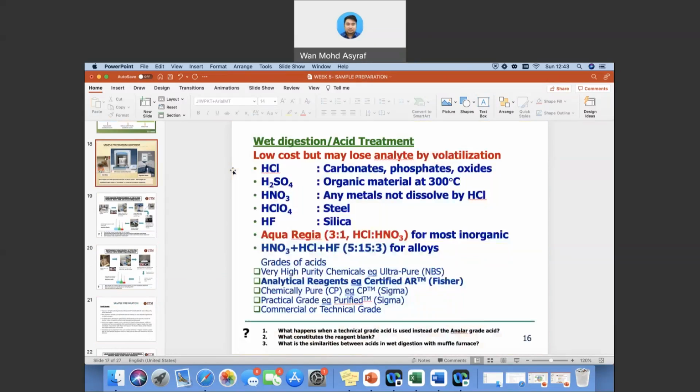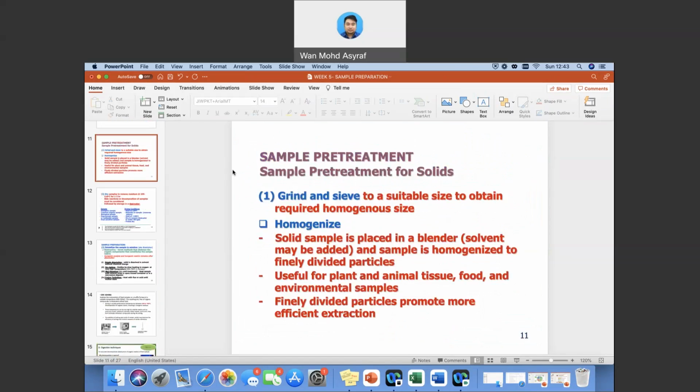All right. So maybe I just go into the solids. Sample pretreatment for solids. So we have grinding and sieving, where we need to obtain a suitable size, a homogeneous size. So we don't want some solids to have bigger sizes and some solids much smaller sizes. So we need to have a homogeneous size.